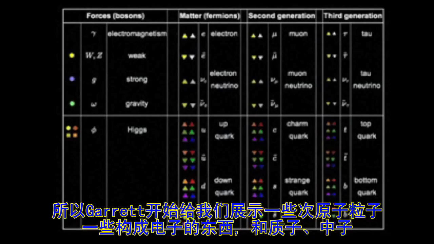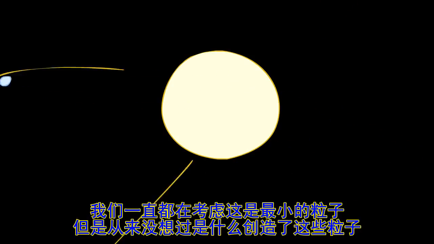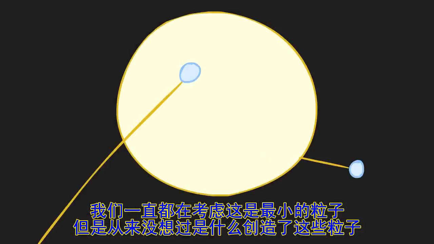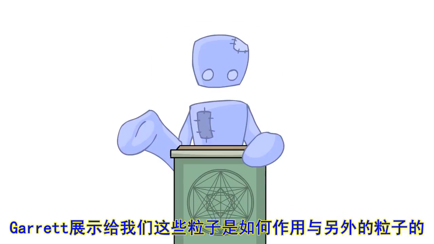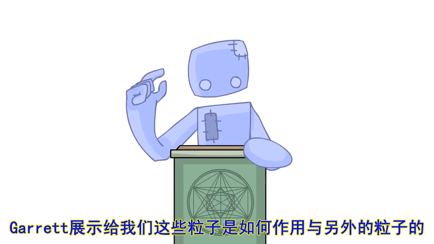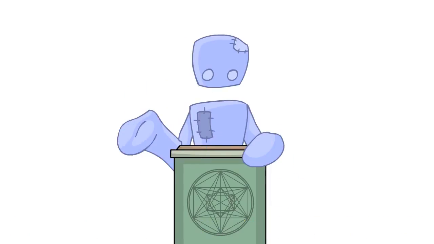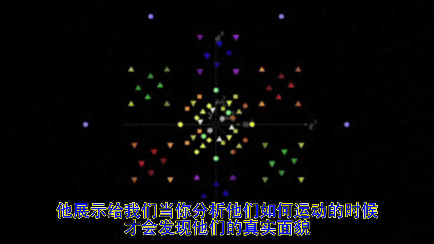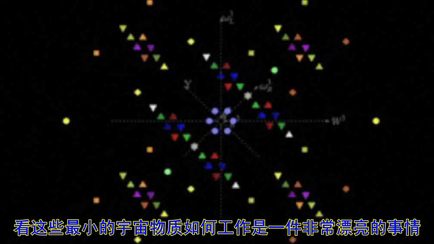So Garrett starts showing us some subatomic particles and the things that make up electrons and protons and neutrons. We always consider these to be the smallest particle, but we never think about what's creating them. Garrett demonstrates to us how the particles that create point particles really work. He shows that when you plot them out in how they move, this is what they look like. The universe at its tiniest scales is very beautiful.